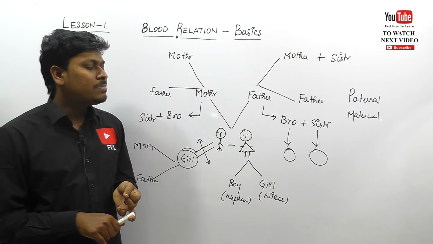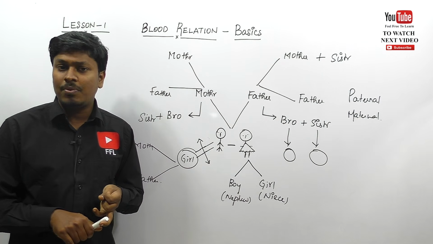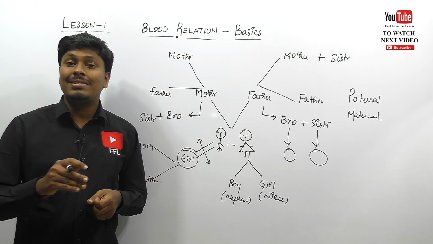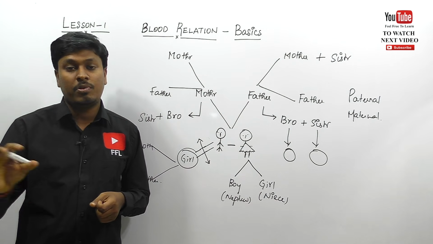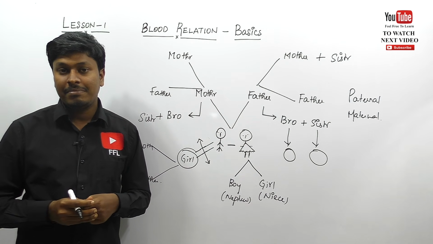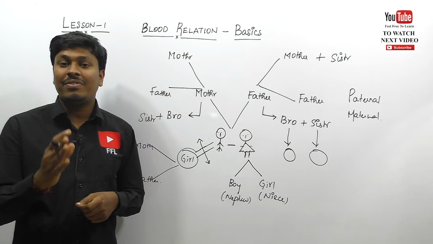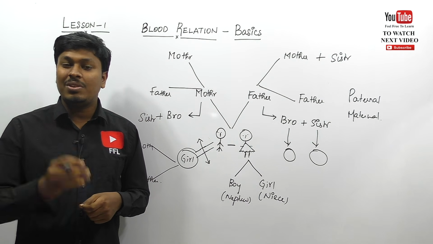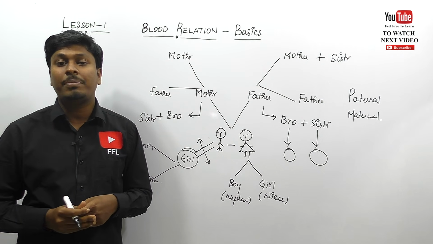So friends, if you know this basic, just go to lesson number 1, that is the next video, which covers what is called a generation gap, and how to use the symbols properly to form a tree diagram. So friends, enjoy the video. Don't forget to watch all the 4 lessons so that you will be definitely strong on the topic called blood relation.